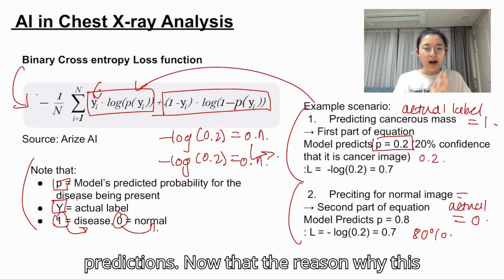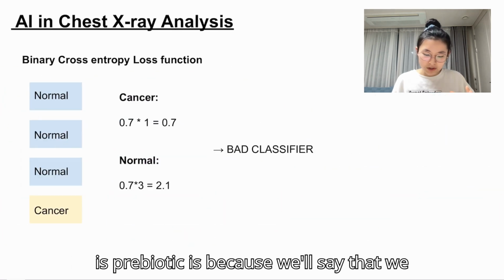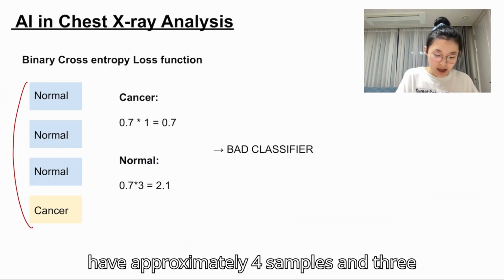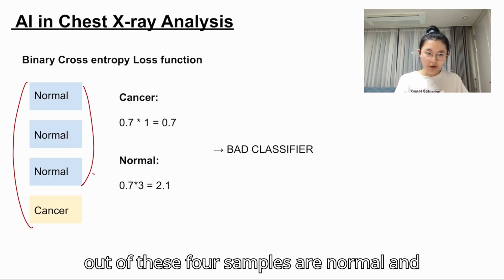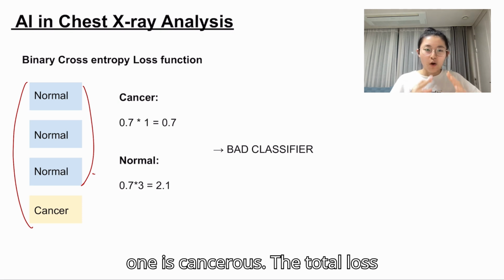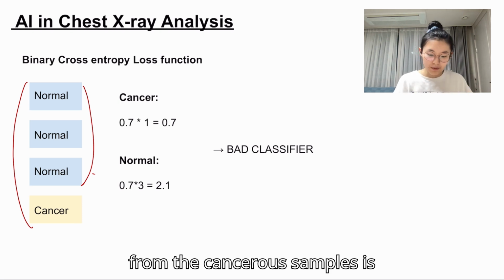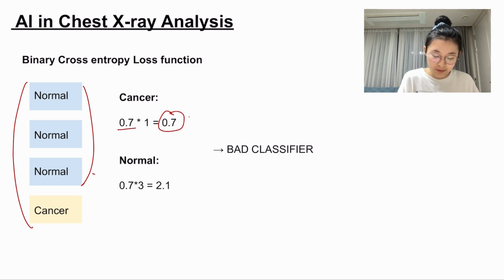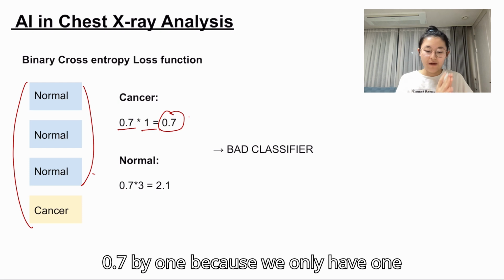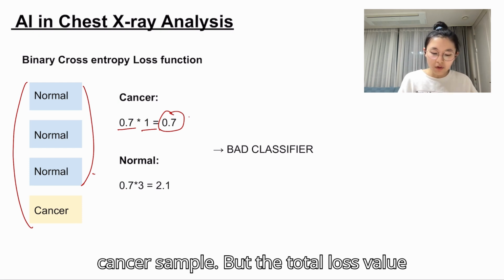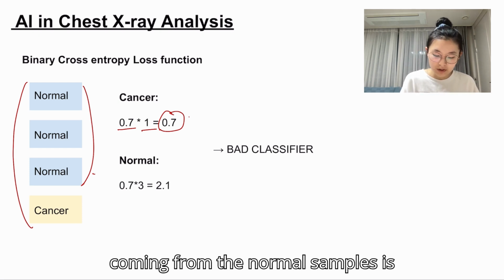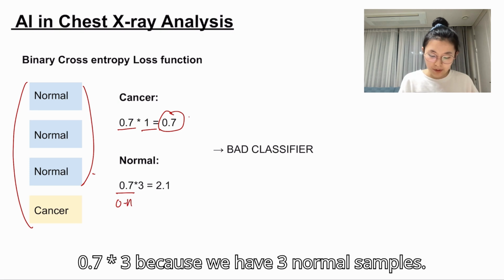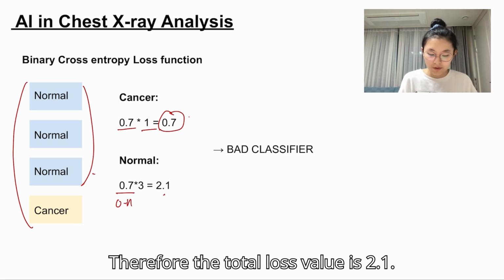Now, the reason why this is problematic is because, let's say that we have approximately 4 samples, and 3 out of these 4 samples are normal and 1 is cancerous. The total loss from the cancer samples is 0.7 because we're multiplying 0.7 by 1, since we only have 1 cancer sample. But the total loss value coming from the normal samples is 0.7 multiplied by 3 because we have 3 normal samples, therefore the total loss value is 2.1.